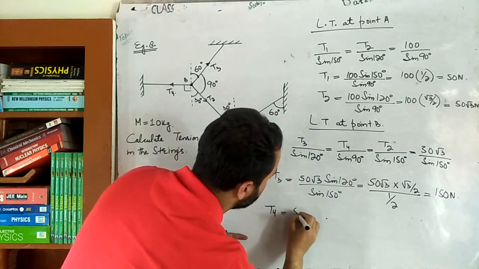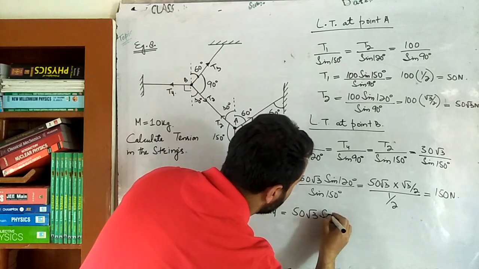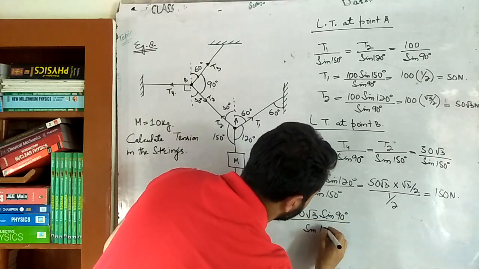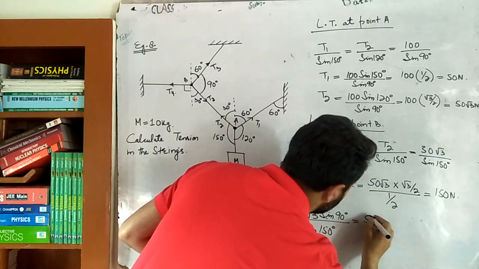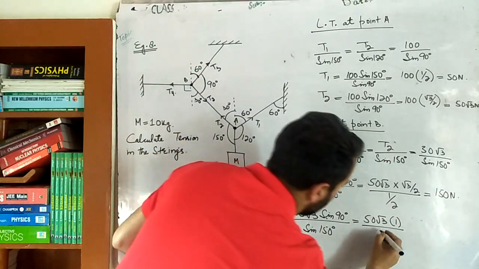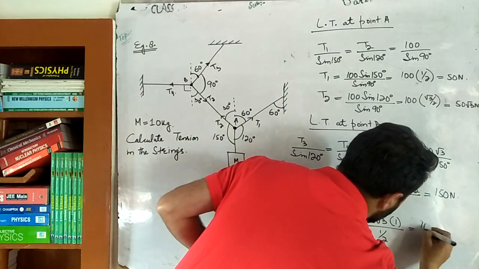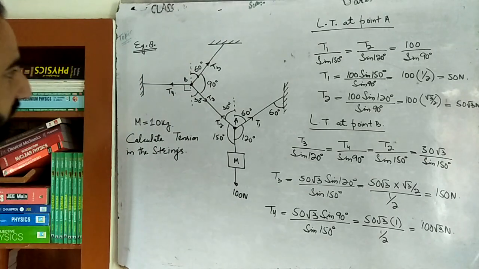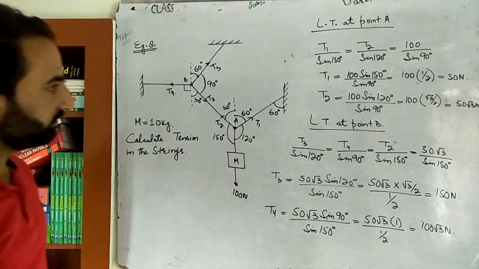T4 is equal to 50 root 3 multiplied by sine 90 divided by sine of 150. So how much is that? Sine 90 is 1, and sine 150 is 1 by 2. So the answer will be 100 root 3 Newton. So we have calculated all the tensions in the strings, T1, T2, T3, T4. So we're done with the problem.